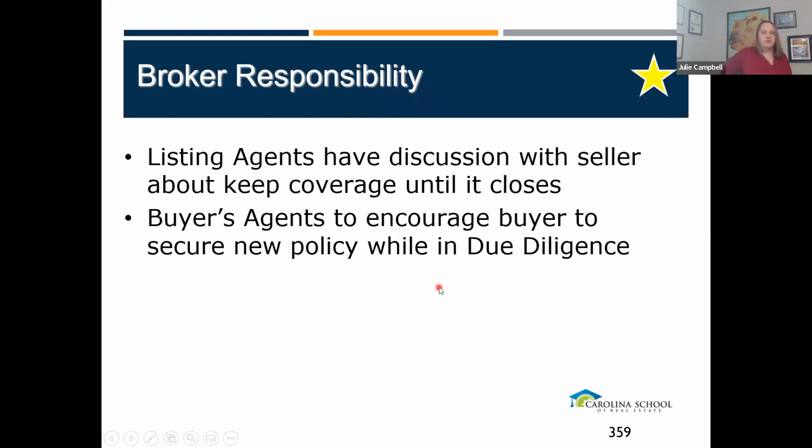Again, our responsibility as far as this unit is concerned, we need to have the discussion with the seller and make sure they keep the home covered until it closes. And then we also need to encourage our buyer to shop for and secure their homeowner's insurance while we're still in due diligence. If we have to terminate, as a buyer's agent, the best I can do is terminate while we're still in due diligence so I can get my buyer their earnest money back. It's better than nothing.